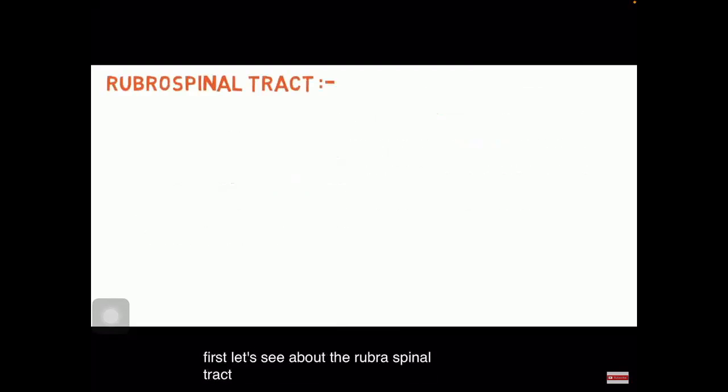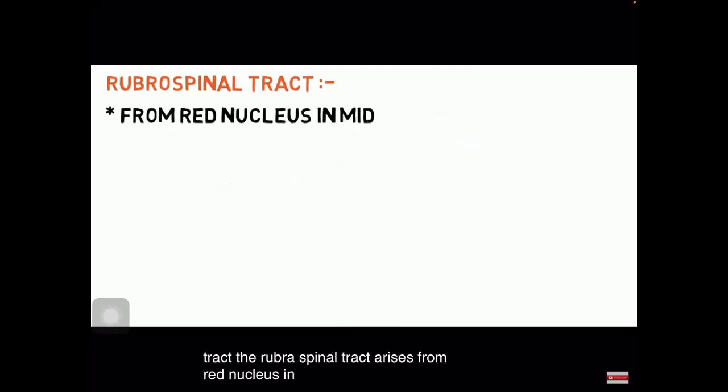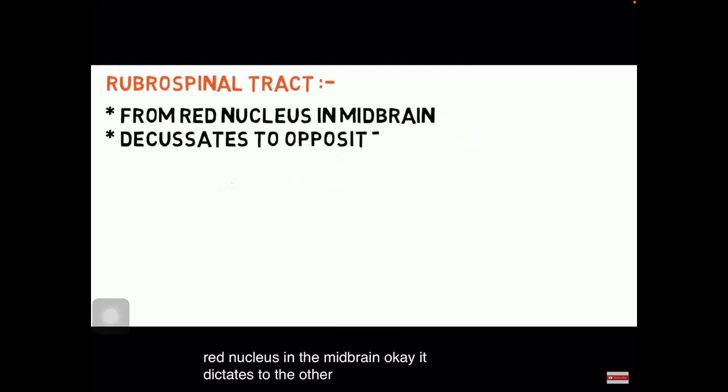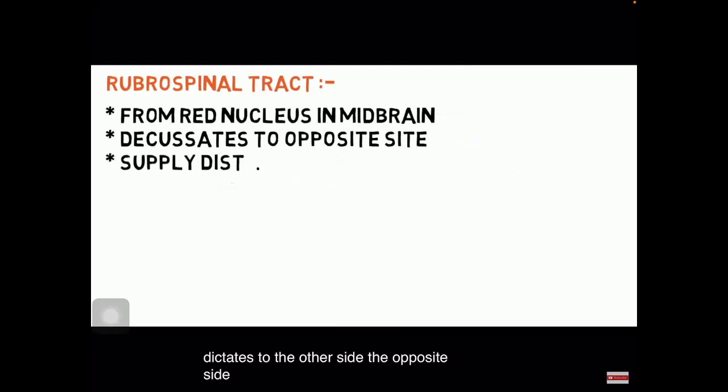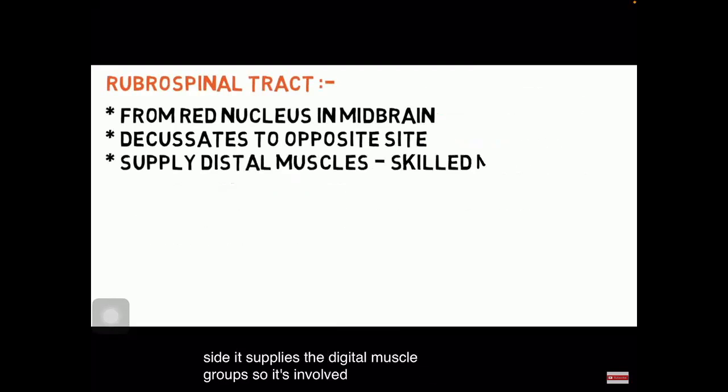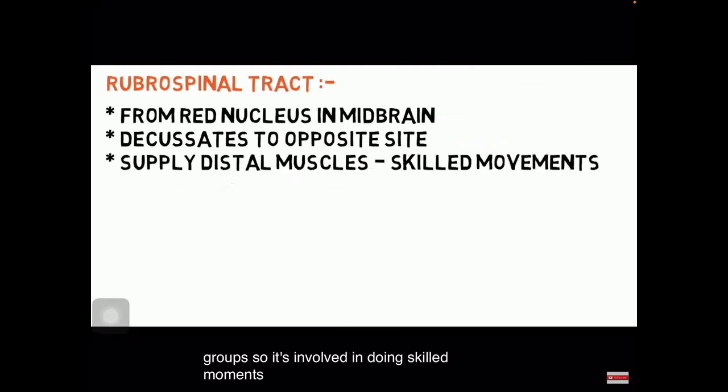First, let's see about the rubrospinal tract. The rubrospinal tract arises from the red nucleus in the midbrain. It decussates to the opposite side. It supplies the distal muscle groups, so it's involved in doing skilled movements.